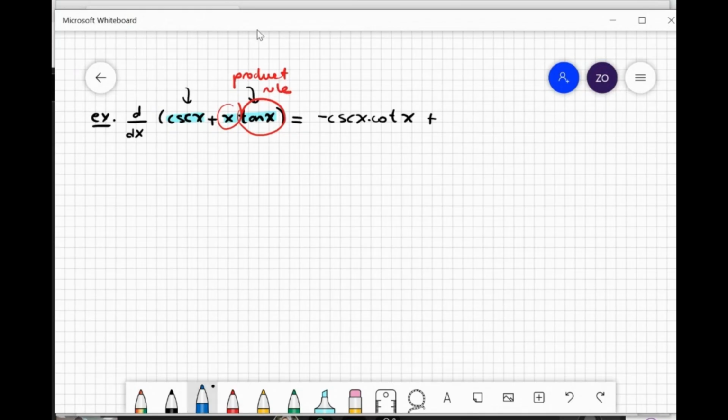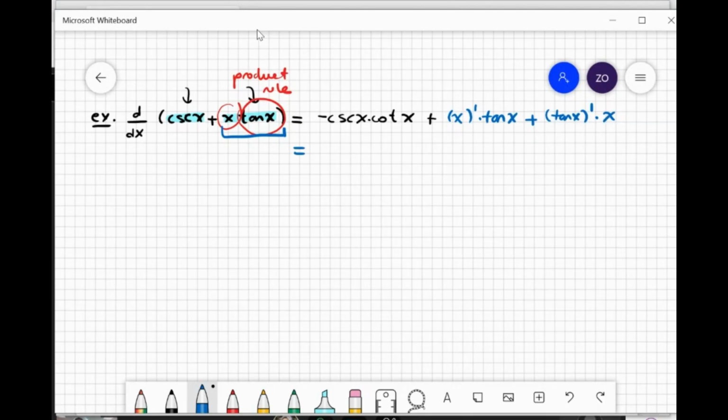Okay. So be careful. Now we will find the derivative of this term, which is the derivative of the first times the second function, plus the derivative of the second times the first function, okay? And so this is the derivative of this product, which will be added to the derivative of cosecant x, okay?